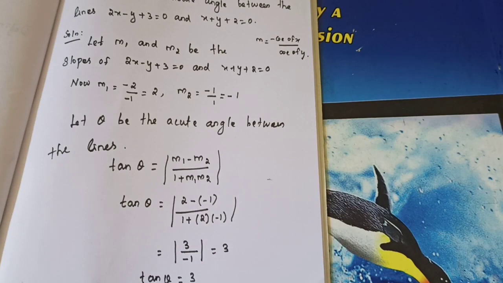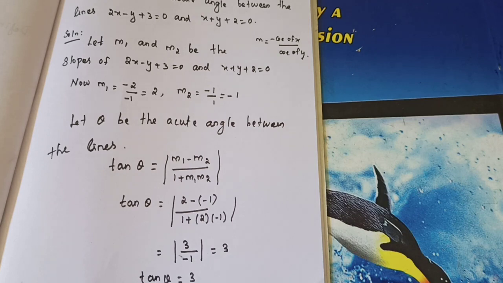So tan theta equal to 3 means theta is equal to tan inverse of 3. Let m1 and m2 be the two slopes you have considered, then find the m1 and m2 values. Then tan theta is equal to modulus of (m1 minus m2) divided by (1 plus m1 into m2). Substitute in the formula and you will get the answer: tan inverse of 3. Understand?